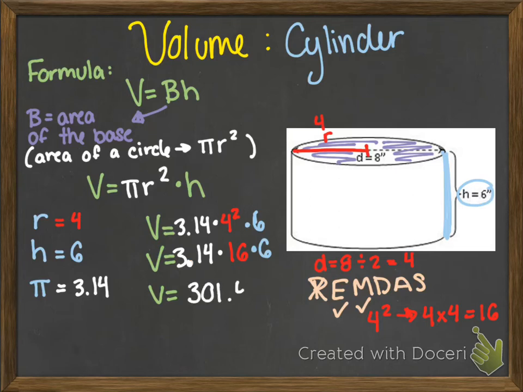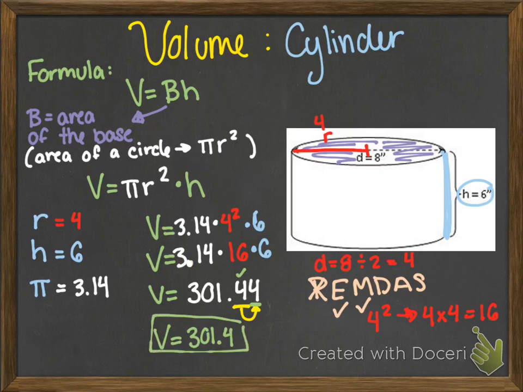301.44. Now, remember that you're being asked to round to the nearest tenth, which is the first number after the decimal point. So that 0.4, you do need to look at the second number after the decimal to determine if you need to increase or decrease that 10th place. So 301 is going to stay the same, decimal point. The 4 as the second number is below 5, so that means that this is going to stay the same. So our answer is volume is equal to 301.4. Now, normally in a real life scenario, we'd include the units, but we're not going to on Google Classroom.